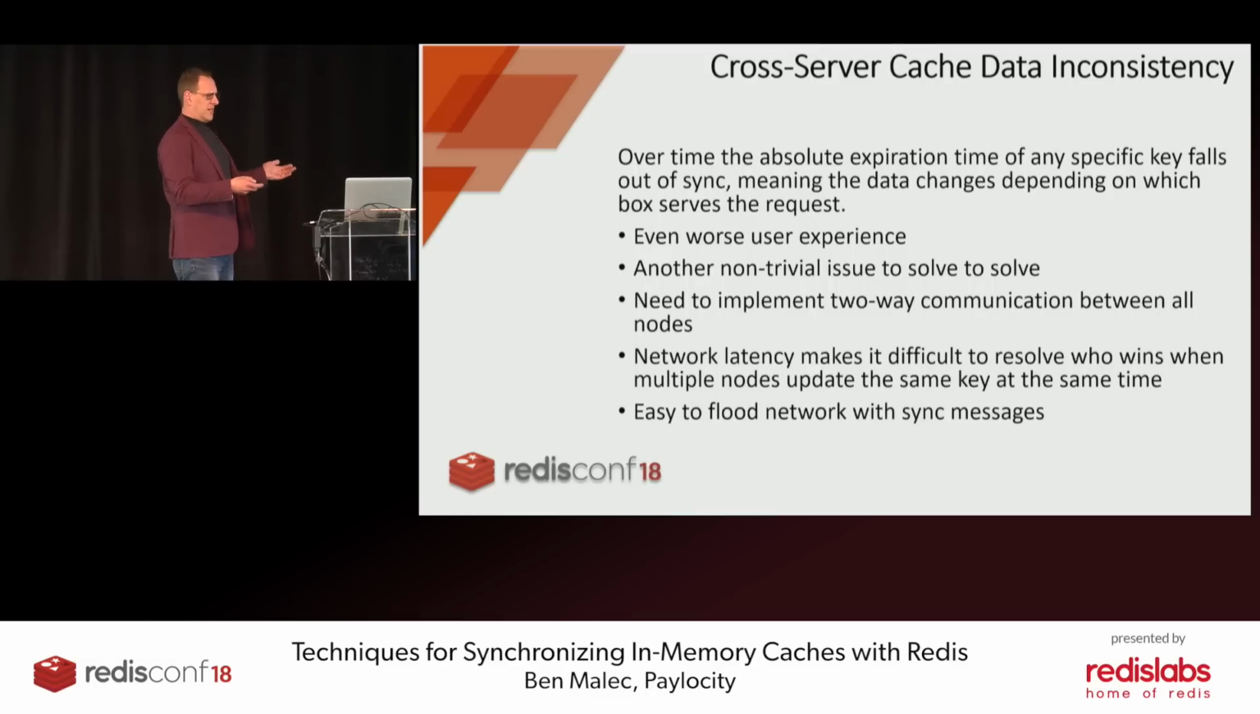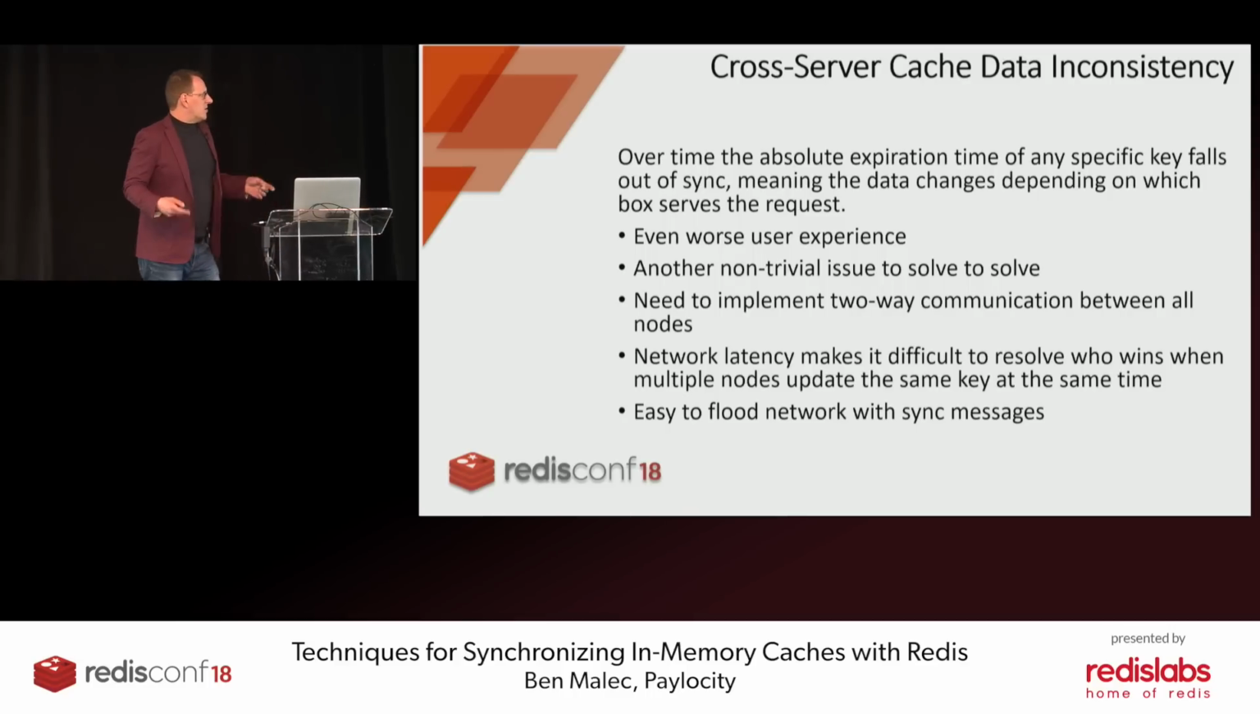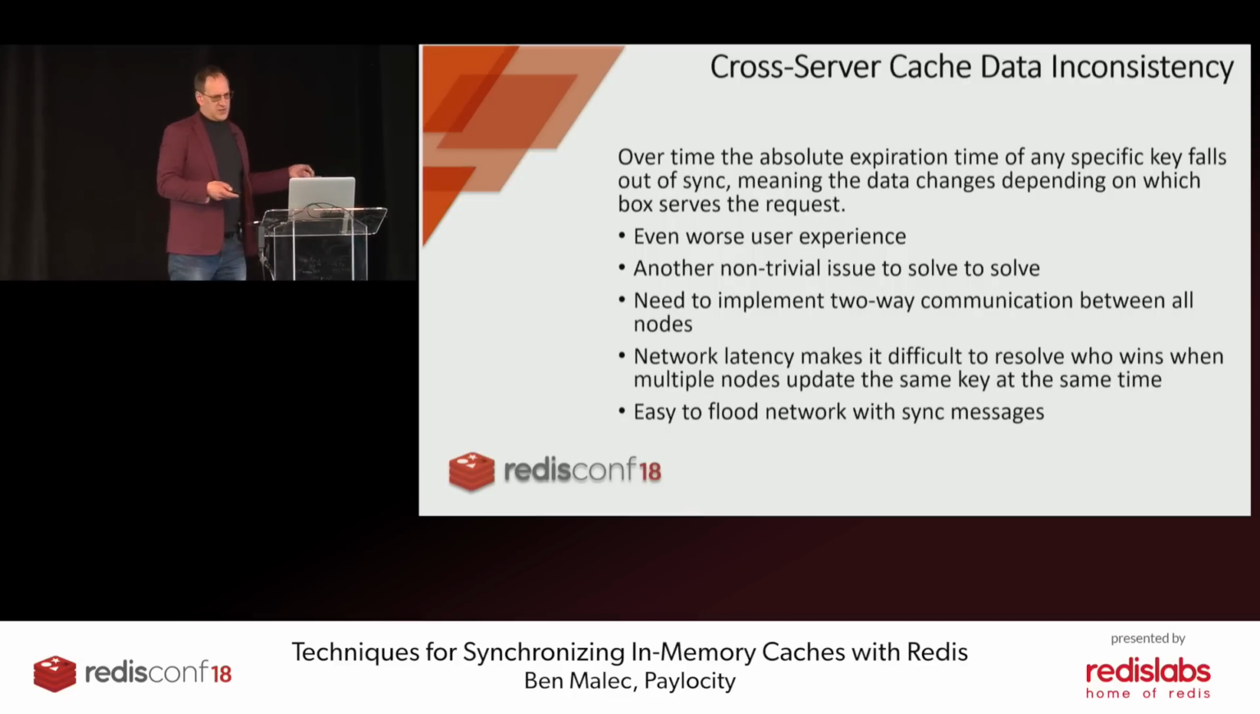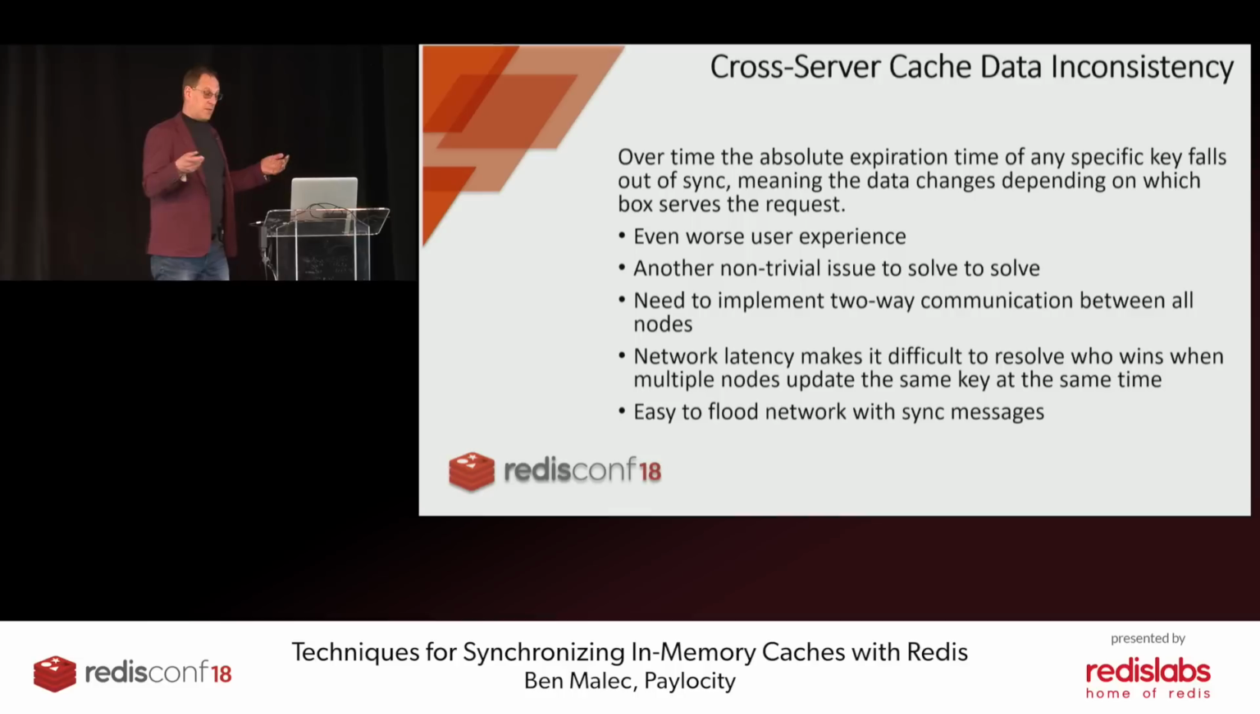So at first you're like, oh, I'm not seeing a bad value. Wait, now I'm seeing a good value. Now it's bad. It's really a horrible user experience. It's another tricky one to solve too, because now I'm going to have some way to communicate between all the nodes and basically inform them of updates.